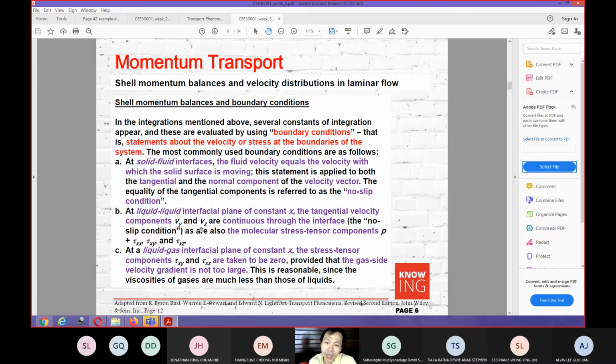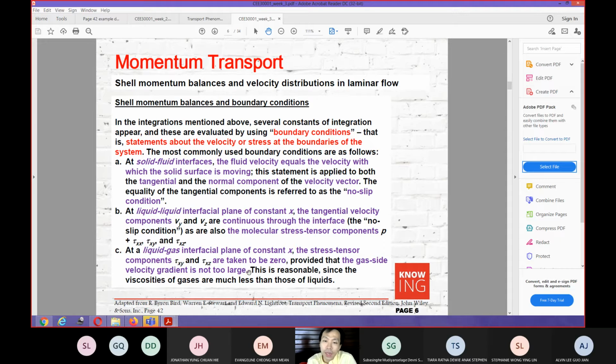Okay, and then at the liquid-liquid interfacial plane of constant x, basically the velocity and the stress tensor will be continuous. So then you will ask me under what condition you have this. For example, if you have two immiscible liquid phases, like oil and water, which do not mix, right? So in an extraction system, for example, you may have a flow of two different liquids that are not soluble in each other. So these conditions will be applicable to that particular system.